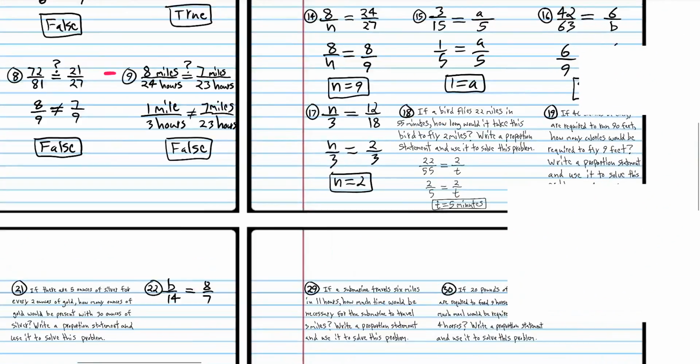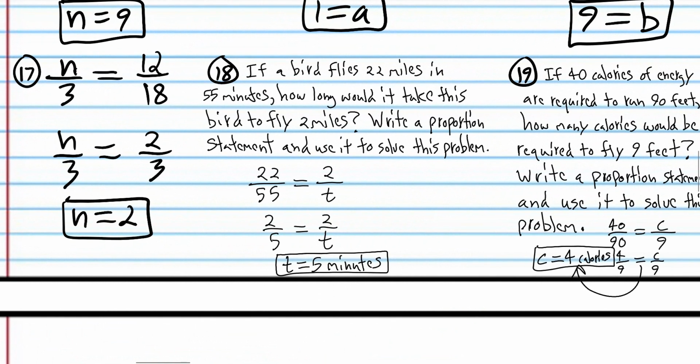Now I just want to mention that in the previous class we learned how to solve these problems with unit rates. We can solve this problem by finding the unit rate first, then using that unit rate with this number to find the time it takes for the bird to fly 2 miles. So we already know how to solve these types of problems using unit rates.